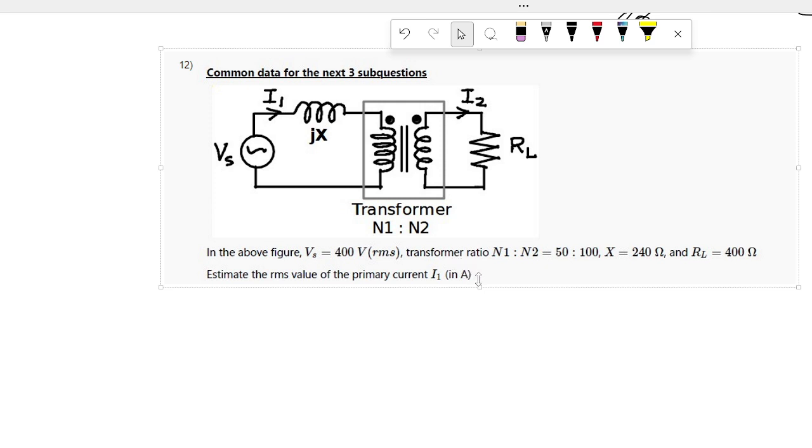Since nothing is given, we will treat this transformer as an ideal transformer. Suppose this is V1, this is V2; it is just going to step up or step down the voltage between these terminals. Okay, clear? So they have given N1 to N2. Am I audible? Yes, sir. Okay, so you can see this circuit in two parts.